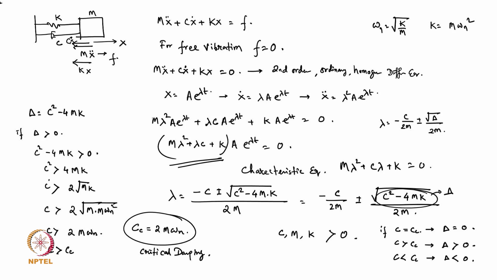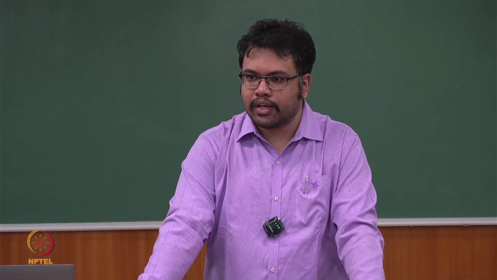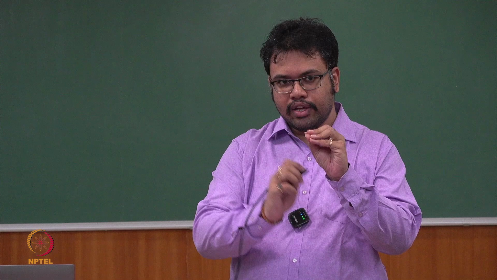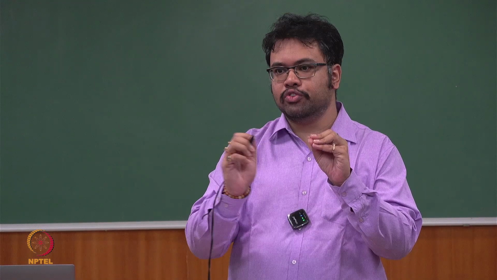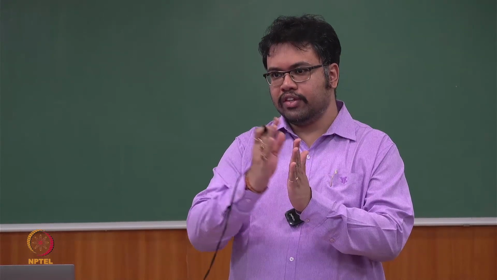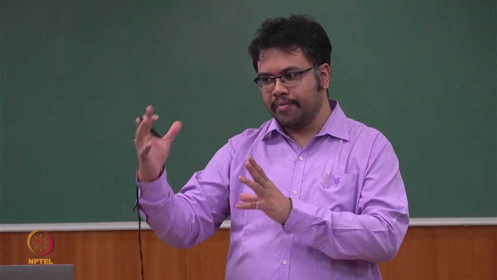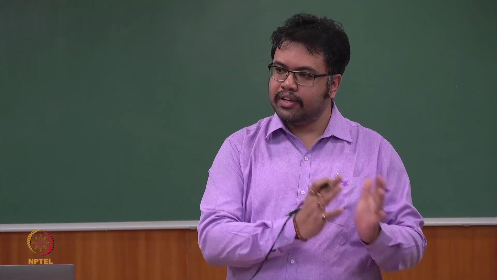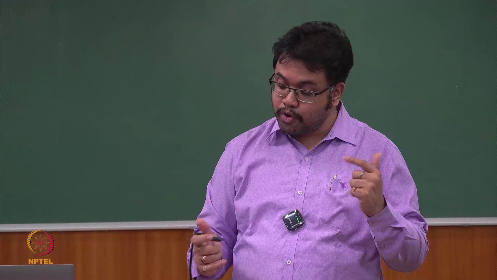Agreed? Everybody? Any doubt? Okay. So we can say that this is one of the very important points where C is equal to Cc, because it actually gives the bifurcation of the two solutions. Once C is more than Cc, it has a higher level of damping, and otherwise a lower level of damping, and more importantly we can see the solution changes.